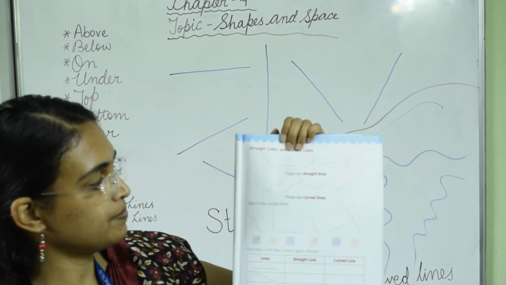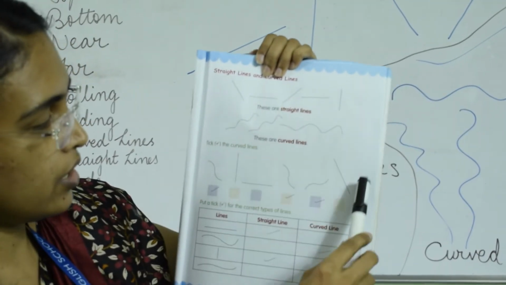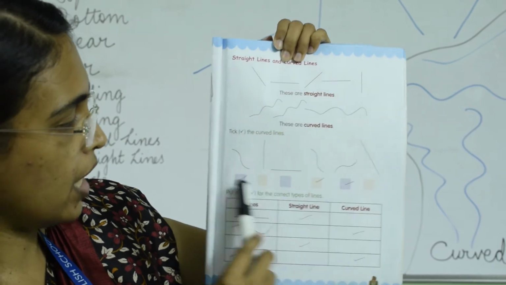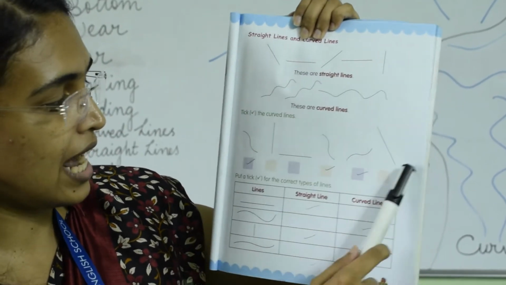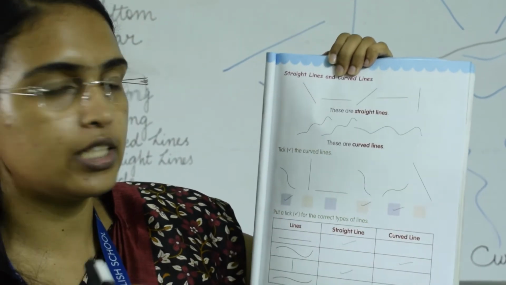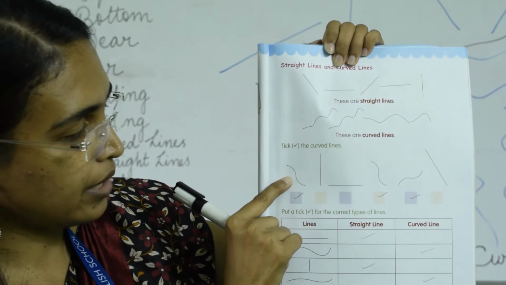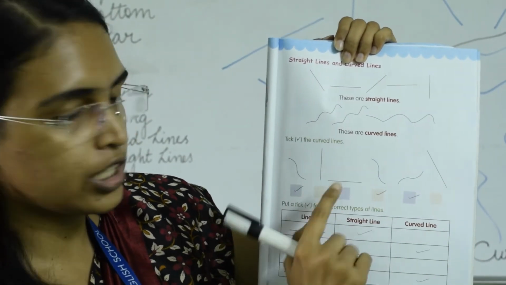Now look here, you have to tick the curved line. Here if you see in this part, you can see that there are various lines, curved line and straight line, curved line, straight line. So you have to tick only the curved line. So this is a curved line and this is a straight line, so you have to tick this curved line, don't tick the straight line.